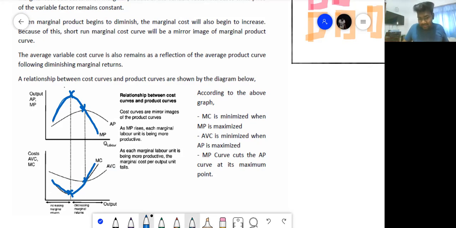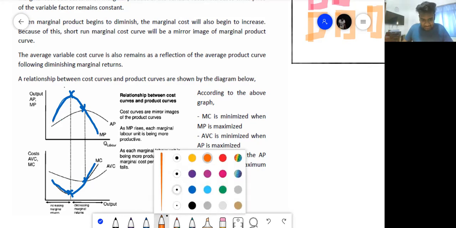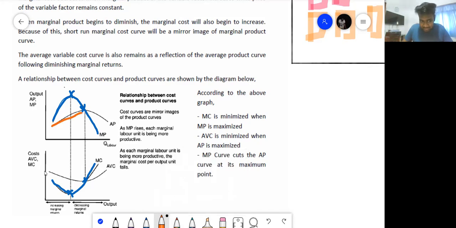Then same story with these also, average product and average variable cost. These two also mirror each other. So when this one is going up, then what happens? This goes down. When this starts to go down, this starts to increase. And then the other part, I guess, that's not the mirror image really.